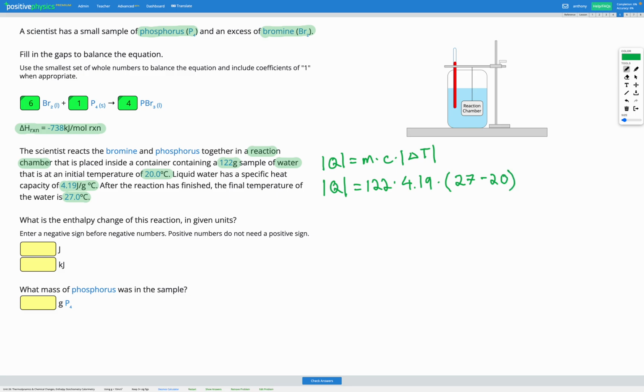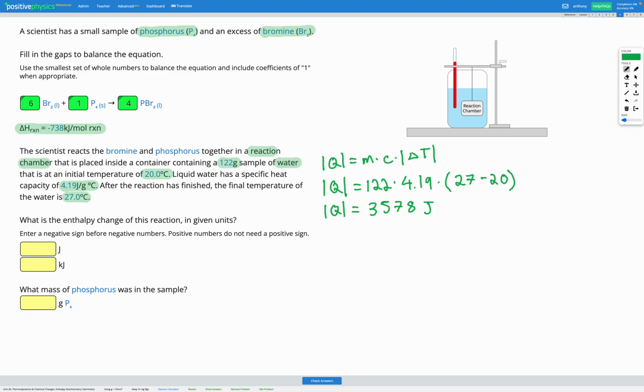And remember, those bars, those vertical lines on either side of the delta T and either side of the Q mean that we want the absolute value. In other words, the magnitude or size only. We don't care if it's positive or negative for this equation. So let's put those numbers into our calculator. That gets us out a heat of 3,578 joules. So that was the heat change during our reaction.